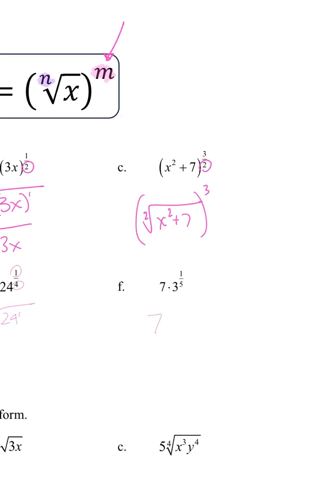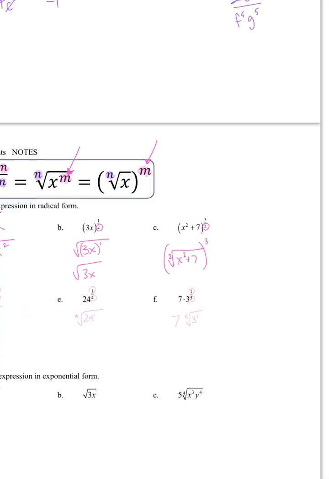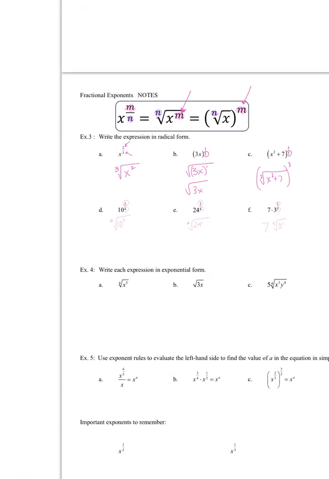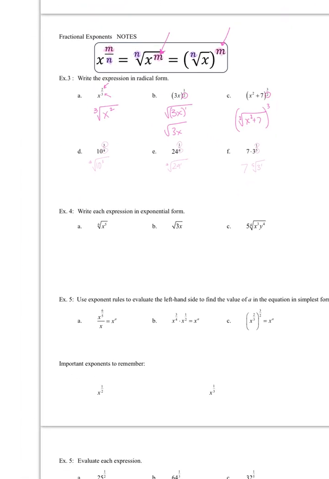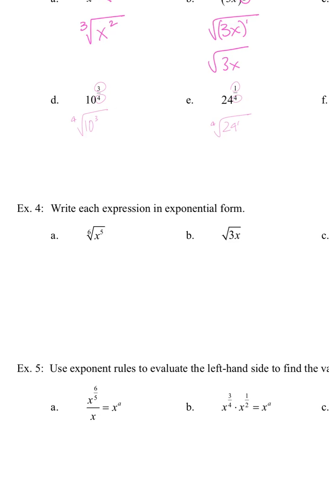This one I'm going to have a 7 out in front. Top number is the power. Bottom number is the root. And then down here, for example 4, we're going to do that the exact same way. Top number is the power. Bottom number is the root.